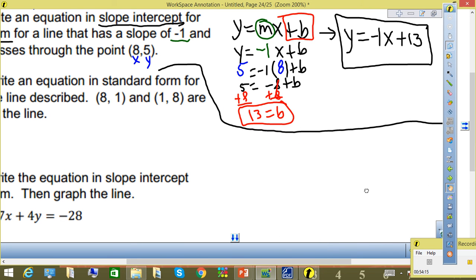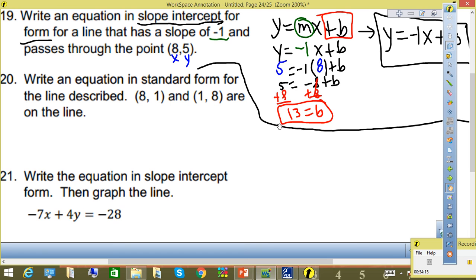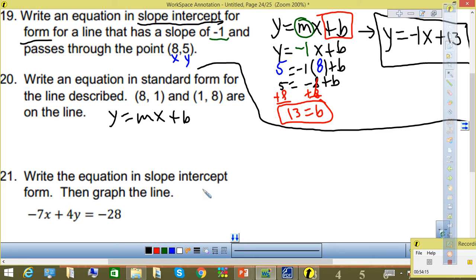Number 20 is very, very similar. The only thing is they don't give us the slope, but instead of writing in slope-intercept form, they want it in standard form. But the first thing, instead of writing in standard form, we need to write this form first before we change it, right? So we write y equals mx plus b, because we need an equation first, right? So what information, once again, do we need? We need the slope, and we need the y-intercept.